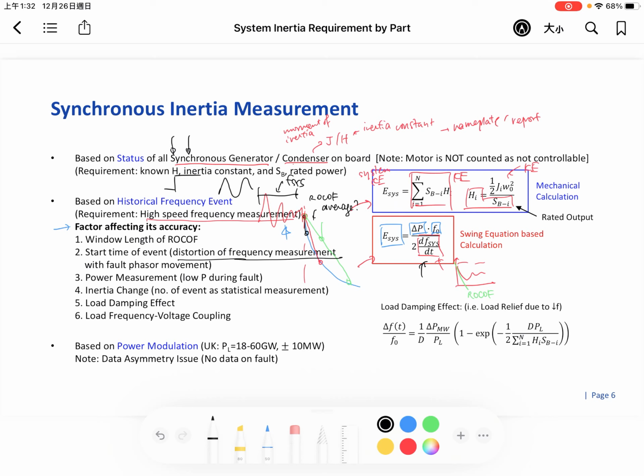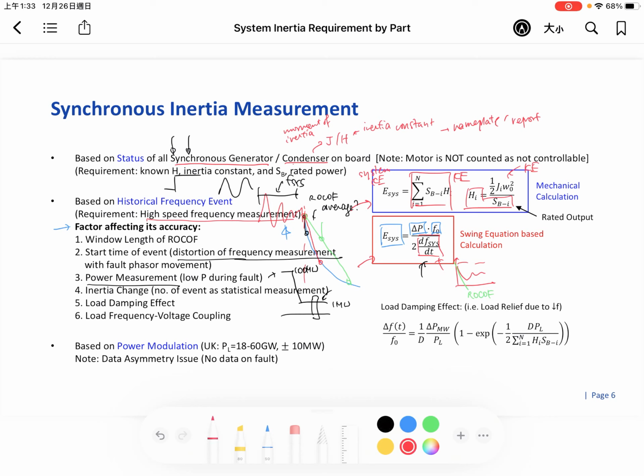The third one is about the power measurement. If you operate from 1 megawatt to 1 megawatt, maybe, it's difficult for you to measure the low power during a fault because it actually is noisy. It fluctuates and you don't know whether you take an average or what you should do.